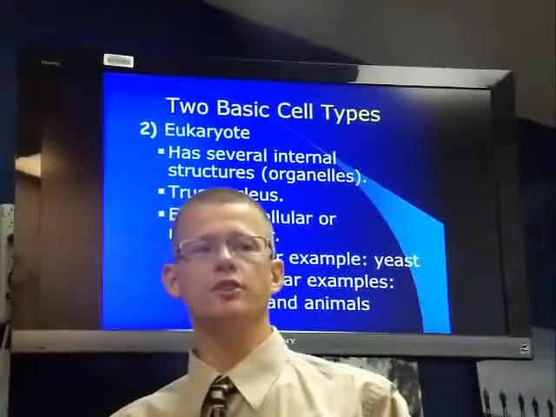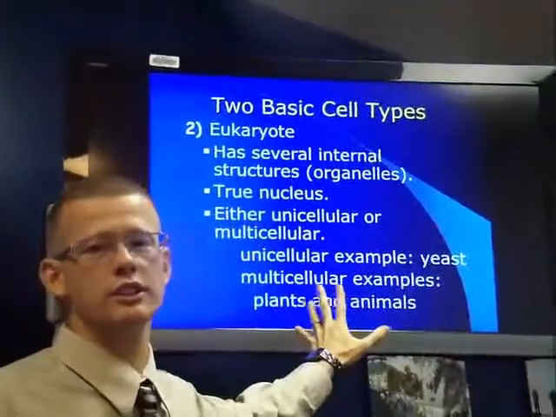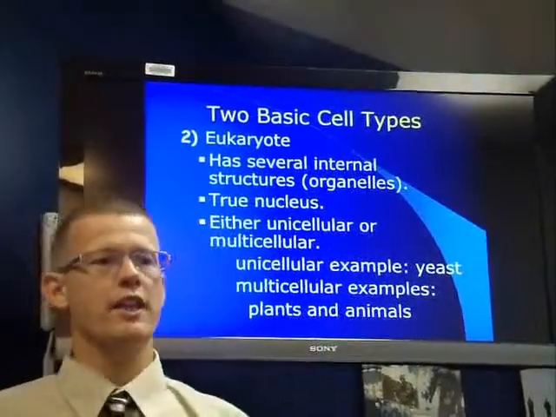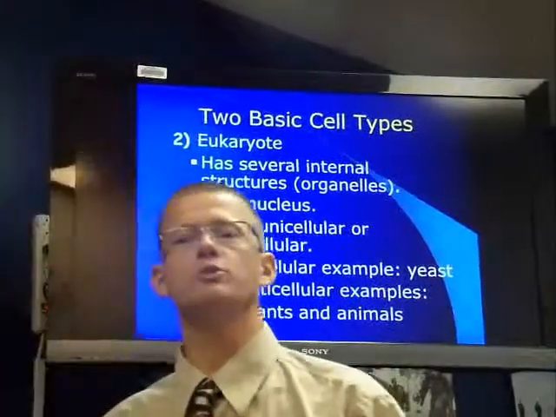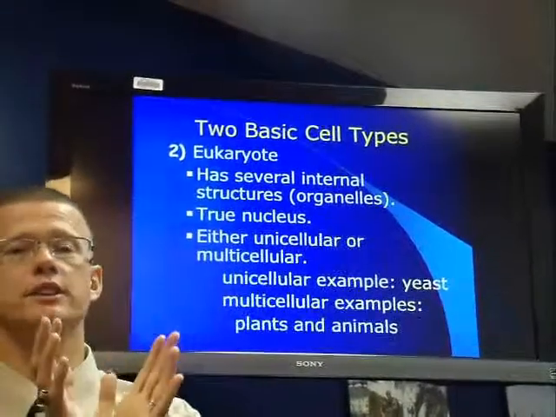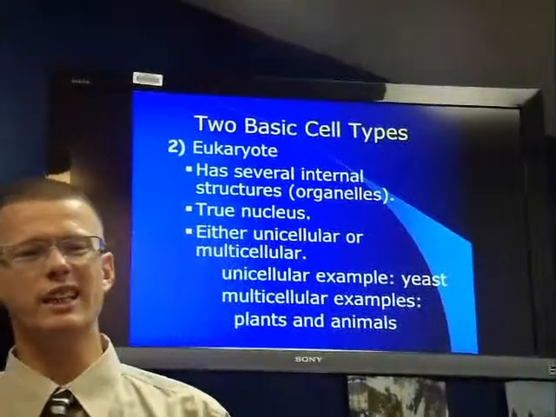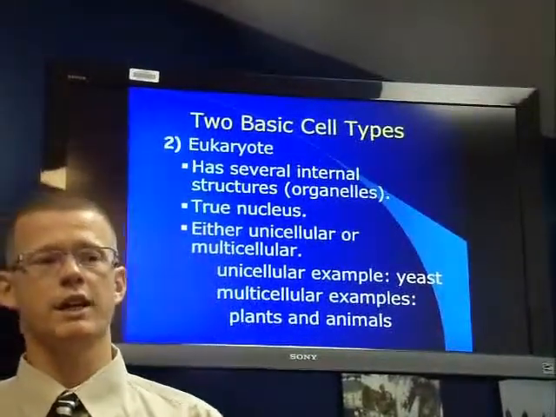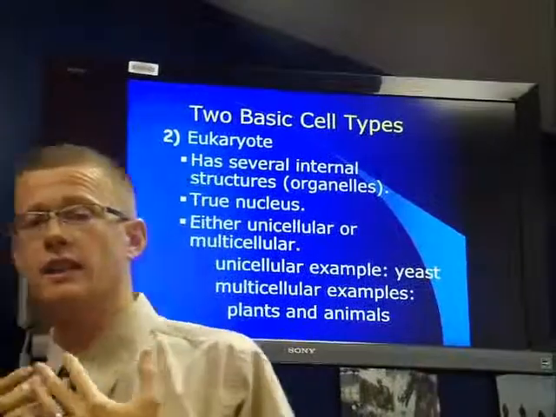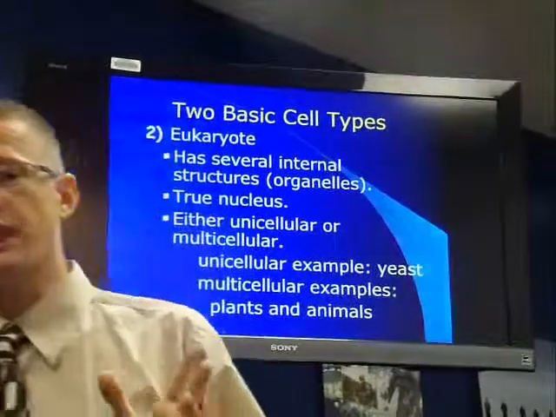Now the second type of cell is called a eukaryote. Now these are very organized cells. As a matter of fact, that picture when we first started this lecture on cells, where I told you it was a good generic cell, that was really a picture of a eukaryote cell. They have internal structures, and again we call those organelles, which means small organs or tiny organs. They do have a true nucleus, so they have a center part of the cell. And they can be unicellular or multicellular, so they can either have one cell or more. An example of a unicellular eukaryote would be like yeast, and an example of a multicellular eukaryote would be something like plants and animals.